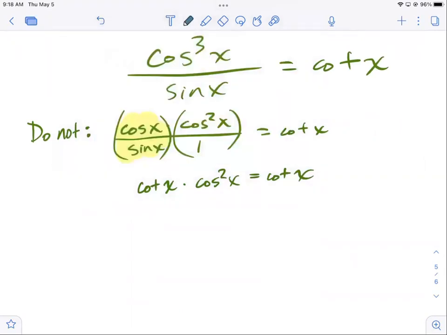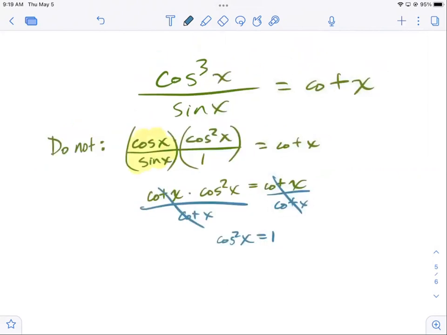And you divide both sides by cotangent of x, it divides out from both sides, and we're left with cosine squared of x equals 1. If you were to proceed now and try and find the solutions to what remains, you will get part of the solution set, but potentially you will not get it all, because what happened to cotangent? Is it there anymore in the problem at all? No, it's not there at all.